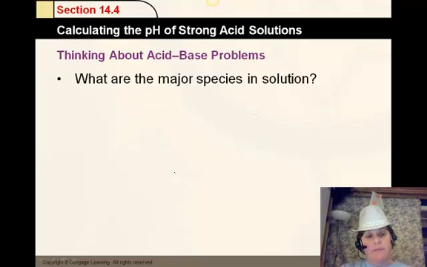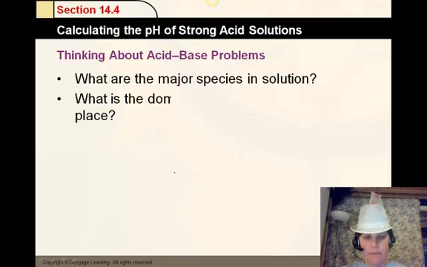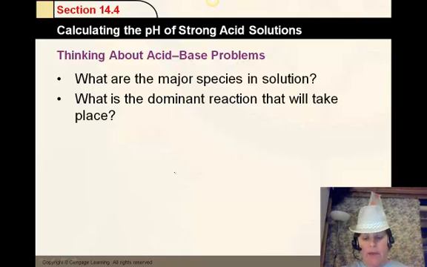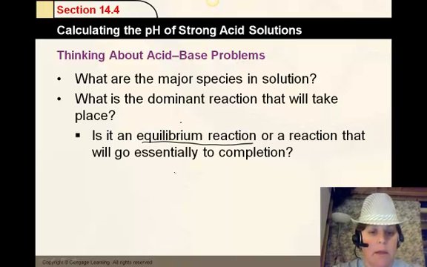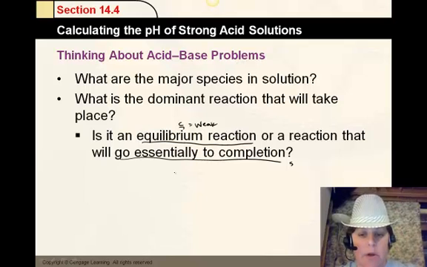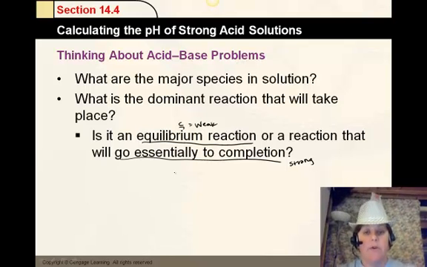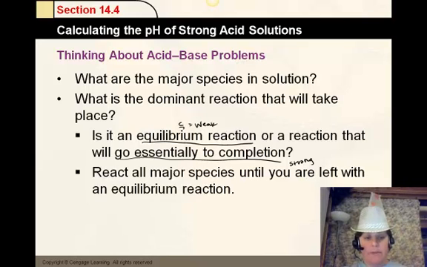So let's think about acid-base problems. One of the things you're really going to have to think about is whether something is a strong acid or a weak acid, or, as the book will say, what are the major species in solution? What is the dominant reaction that will take place? Is it an equilibrium reaction or a reaction that will go essentially to completion? Equilibrium reactions mean that they are weak. Going to completion means that they are strong and that they ionize 100%. So that's what you have to figure out first.